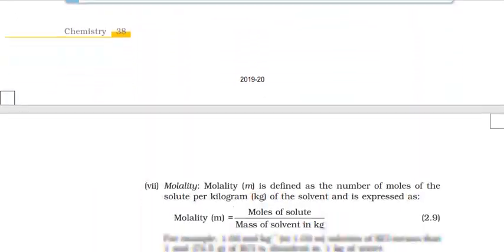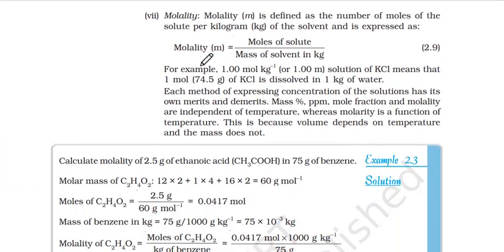Based upon these concentration terms, next again, very important, molality. Molality is temperature independent. It does not involve any volume term. It's defined as the number of moles per kilogram of the solvent and not solution. Something you have to remember. Niche solvent lena hai, and that too in kgs. Upar aapne lena hai moles of the solute. For example, 1 mole per kg of KCl means that 1 mole of KCl is dissolved in 1 kg of water. Each method of expressing concentrations of the solutions has its own merits and demerits.